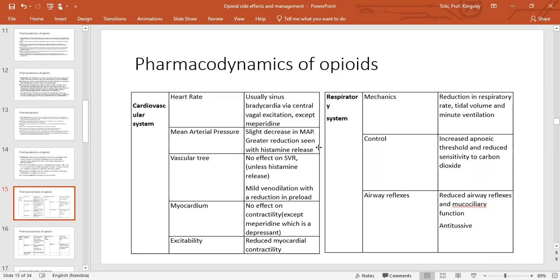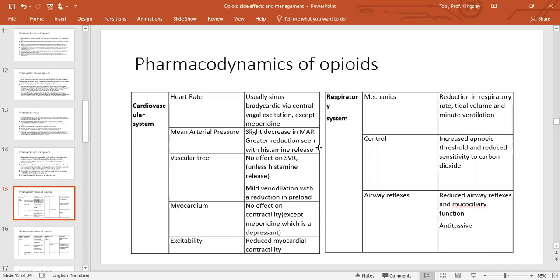On the respiratory system, most opioids will cause a reduction in respiratory rate and tidal volume, and obviously minute ventilation, because minute ventilation is actually tidal volume times respiratory rate. All right, it can increase apnea threshold and reduce sensitivity to carbon dioxide. And don't forget that carbon dioxide is what triggers the respiratory center. So if opioids reduce sensitivity of the respiratory center to carbon dioxide, you can have hypoventilation, which may lead to apneic episodes.